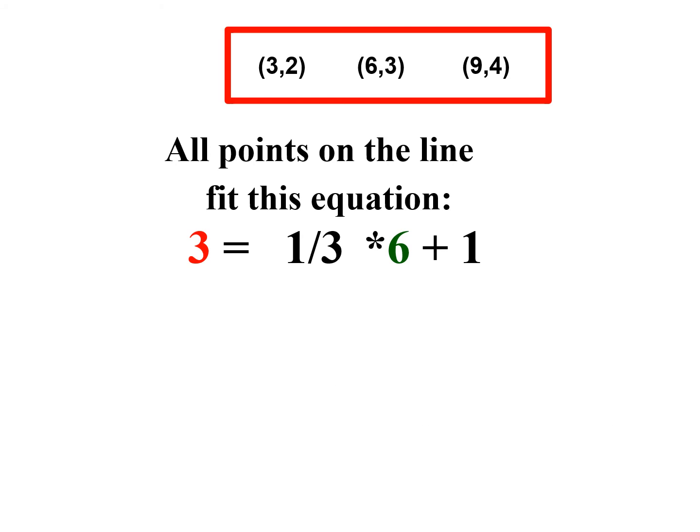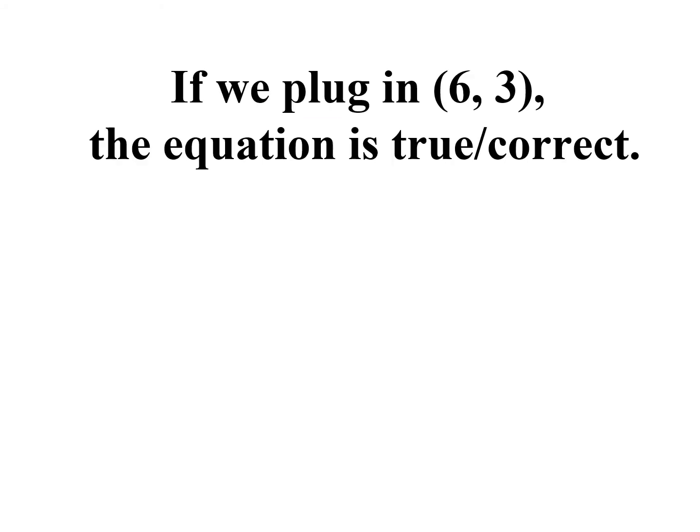So let's do the algebra. 1/3 times 6 is 2. So we can plug in that 2 for 1/3 times 6. Now, when we add 2 plus 1 on the right side of the equation, we get 3. So our full equation here is 3 is equal to 3, which is both true and correct. So this answers our question. If we plug in the point 6, 3, the equation is true and correct.